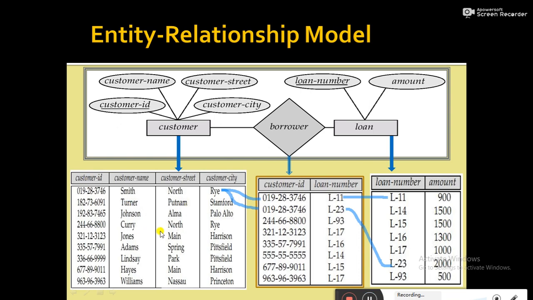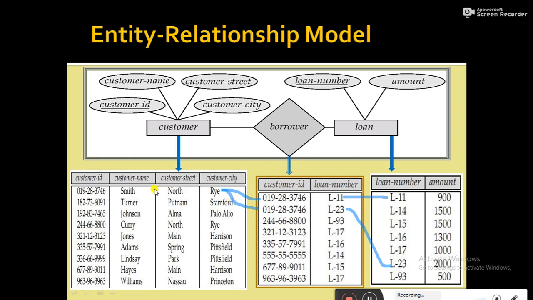This is the customer record. Now consider the first record, Smith. As I have already discussed, the Smith customer is associated with the loan entity set. Now the question is, the particular record Smith from the customer entity set is associated with how many entities in the loan relation? In that example, Smith is associated with two records, or two entities from the entity set loan. One is L11 and another one is L23.